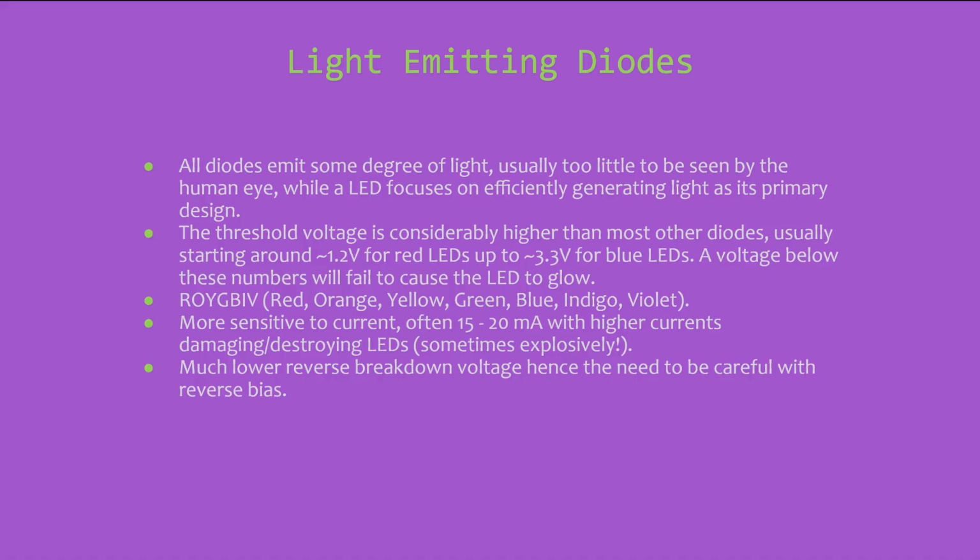So we come to light emitting diodes, and we've already talked a lot about them since they give us a very simple output on the circuit. All diodes emit some degree of light. It's infrared, so it's something that usually can't be seen by the naked eye. However, an LED focuses on efficiently generating light as its primary design. The threshold voltage is considerably higher than most other diodes, usually about 1.2 for reds, 3.3 for blues. A voltage below these numbers will fail to cause the LED to glow, or to glow very dimly.